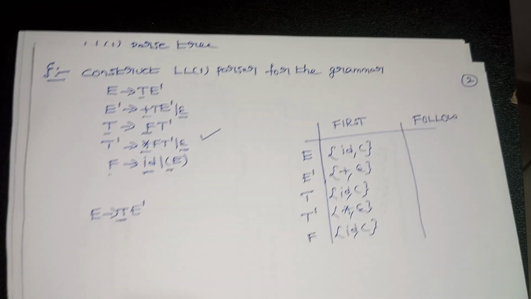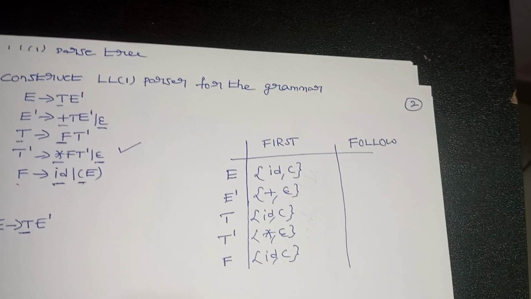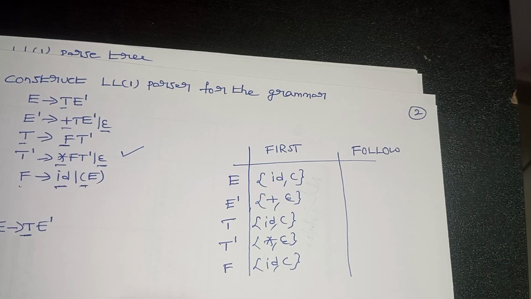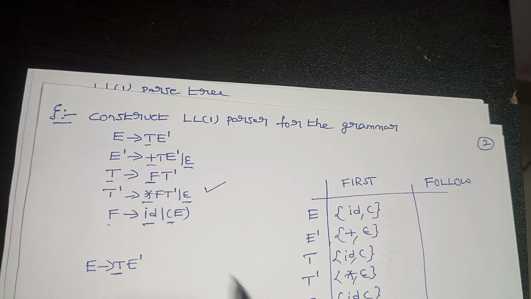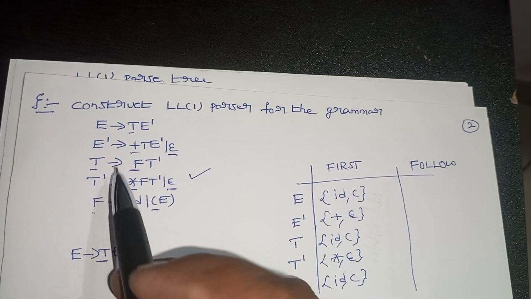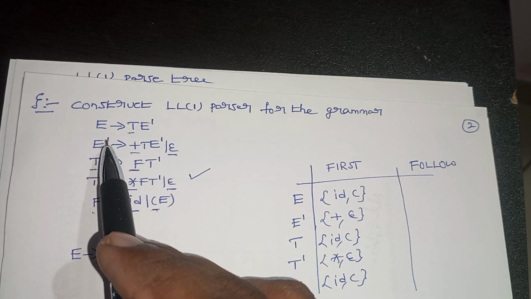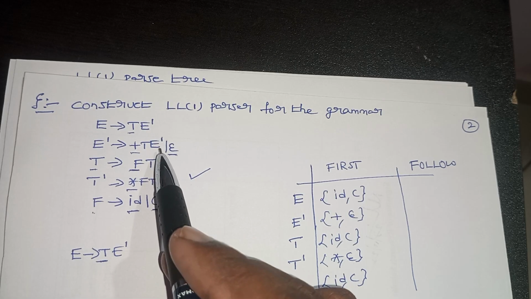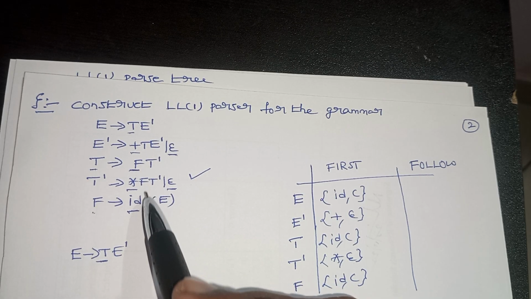Now coming to the follow. Always make a note, you have to see the grammar. In this, what is the start symbol? It is capital E. Always make a note: rule 1, rule 2, rule 3, rule 4, rule 5.